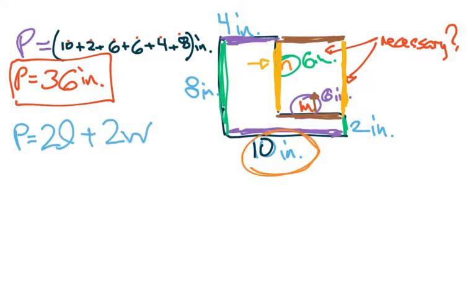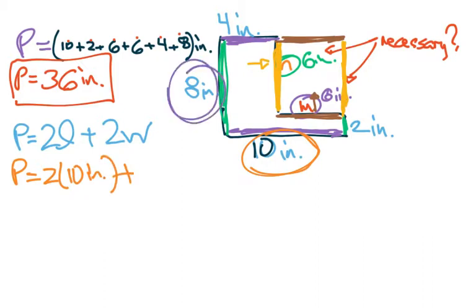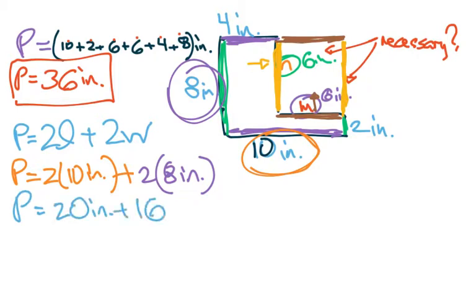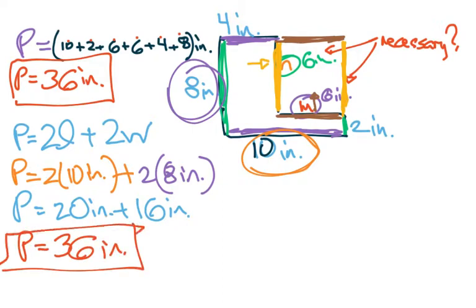Well, let's try. Okay, so we'll say that the length, the L, is 10 inches. So I'll say P equals 2 times 10 inches. And then we'll claim our width to be the 8 inches. 2 times 8 inches. Close that up. And let's figure this out. So 2 times 10 inches is clearly 20 inches. 2 times 8 inches, clearly 16 inches. And then when I bring it together, hey, it's 36 inches. It's the same. And that works.